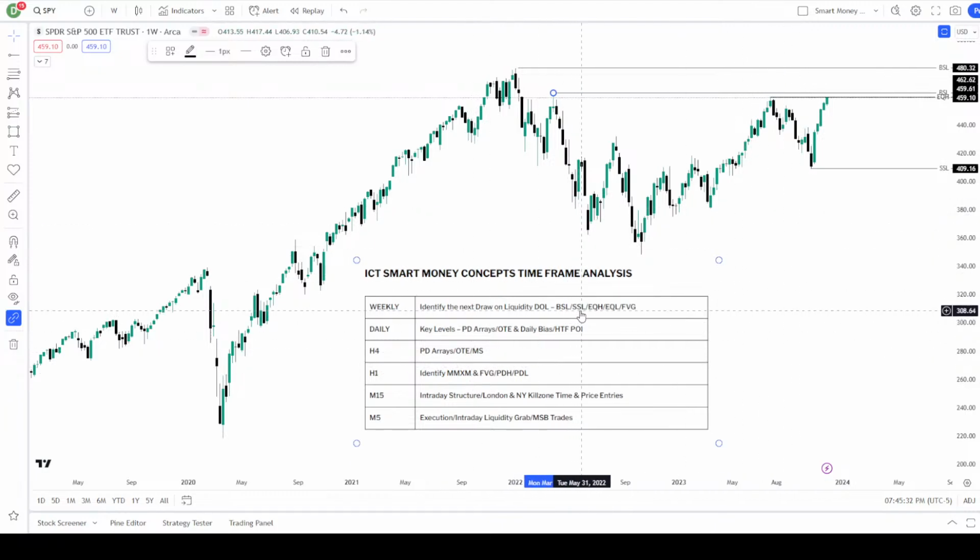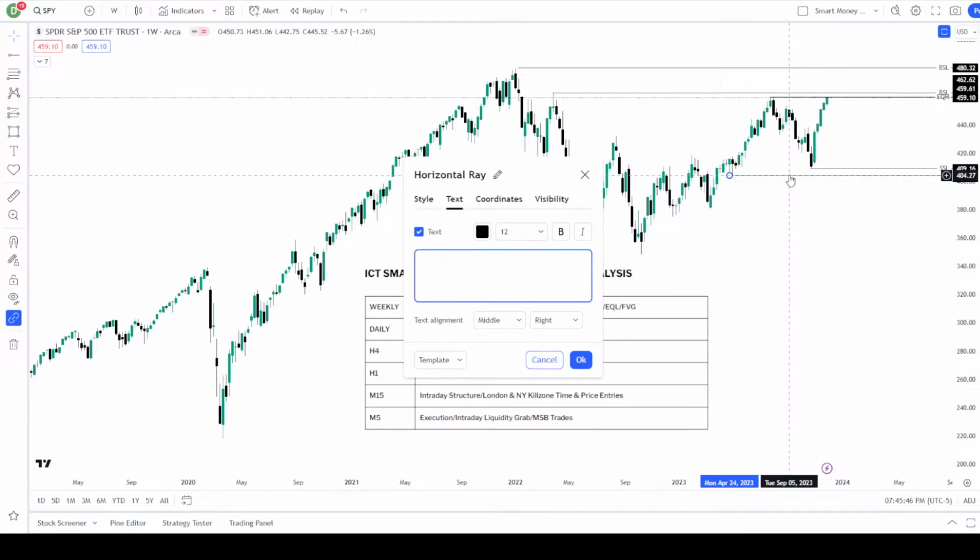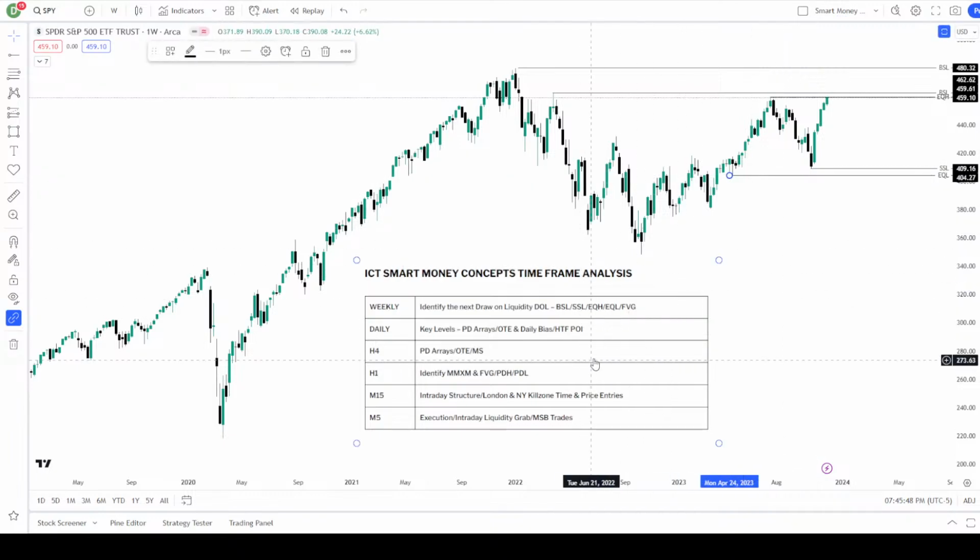So we got buy side, we got sell side. We're looking at equal highs, equal lows, fair value gaps. So we got our equal high here. I don't see any equal lows that are relevant. There is one down here. It's below. I'll put it on there, but it's below our sell side liquidity. So it's kind of irrelevant. We're not very close to it. Equal lows.